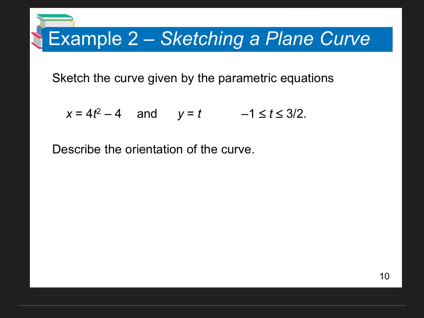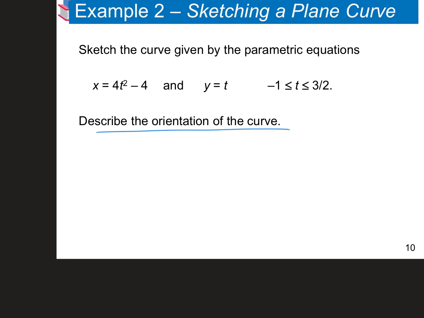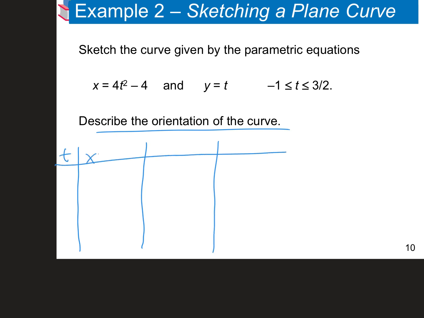So look, here's the second problem. Sketch the curve and describe the orientation. Do I want you to write me a paragraph? No. Draw arrows. So how do we sketch the curve? First of all, draw your chart. So t, x is 4t squared minus 4. Y equals t, that's easy. And then you have your x and your y. What are the t values they want you to use? -1 to what? 3/2. So I'm going to go -1, 0, 1, and what? 3/2.